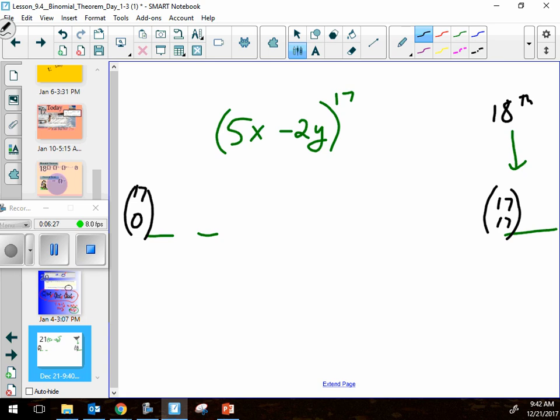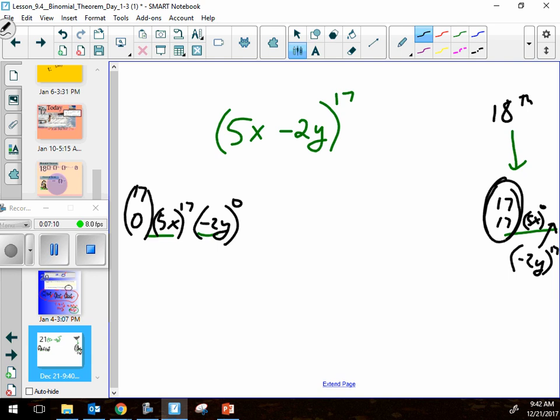Okay? And then, how about the other ones? Well, the 5x would be to the biggest power at the beginning, 17. And then it would go down, down, down. And then, do you get how this would just be 5x to the 0? Which really doesn't do anything. There's none of the x stuff in that last term. What is in that term is the other one. Because the other one, the negative 2y to the 0, and then it goes up, up, up, then this is going to have a negative 2y to the 17th.